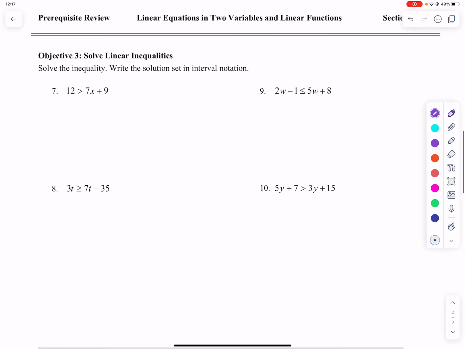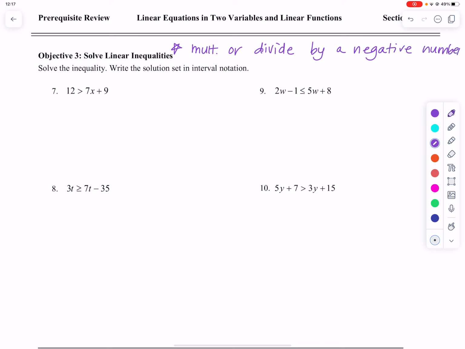Keep in mind, if we ever multiply or divide by a negative number, we must reverse the inequality. Okay, so we'll solve these just like we did for equations.